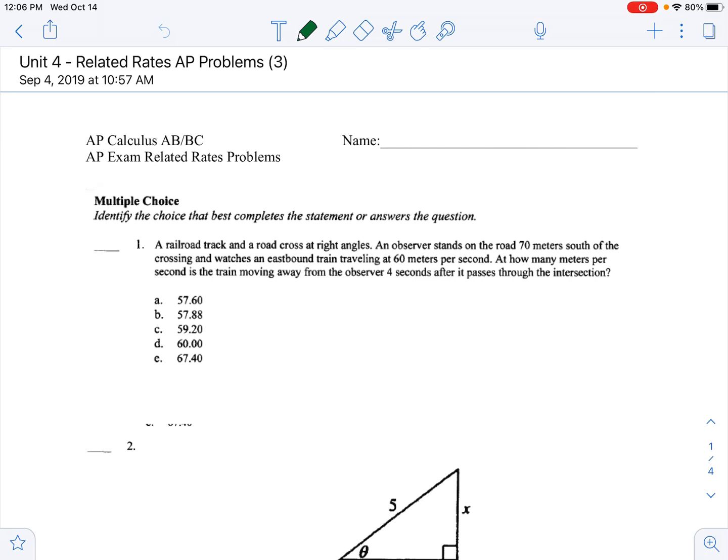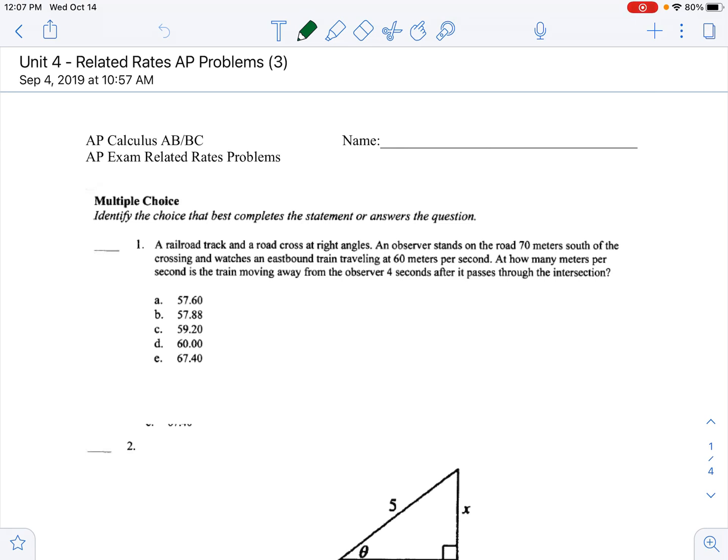Number one, a railroad track and a road cross at right angles. An observer stands on the road 70 meters south of the crossing and watches an eastbound train traveling at 60 meters per second. At how many meters per second is the train moving away from the observer 4 seconds after it passes through the intersection?